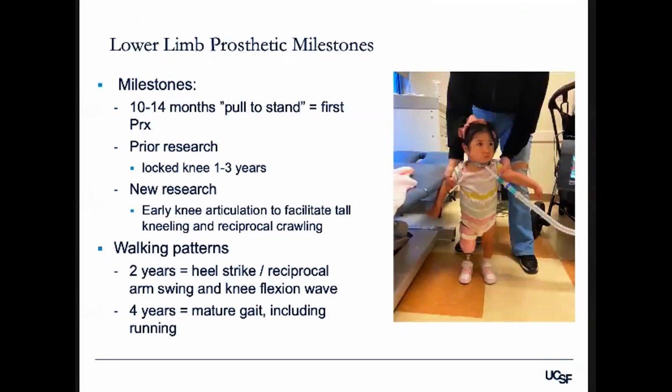So with regard to lower limb milestones, a little bit different. The ideal time to start fitting a child with a lower limb prosthesis is when they begin to pull to a stand. Prior research suggests that a manually locked knee or a monolithic non-articulated pylon, as you can see pictured here, until about the age of 3 is indicated, or until the child can control a prosthetic knee joint. And I think that's intuitive and makes sense.